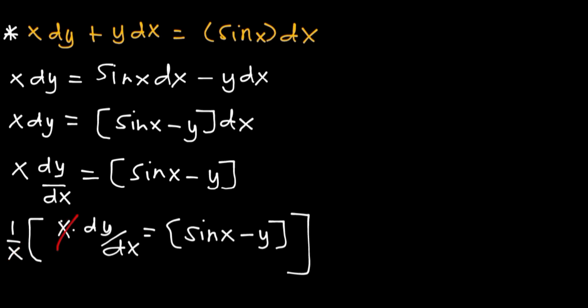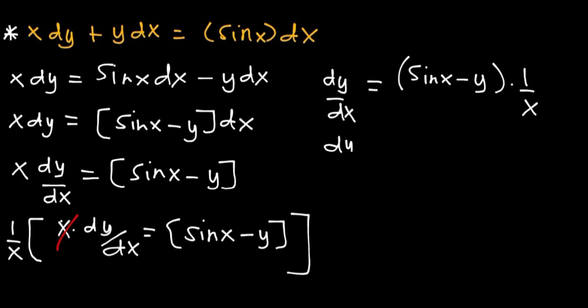And on this other side, we're just going to have 1 over x multiplied by that. So dy dx is going to be equal to sine x minus y multiplied by 1 over x. Multiplying 1 over x by sine x will leave us with sine x divided by x, and here we're going to have y divided by x.